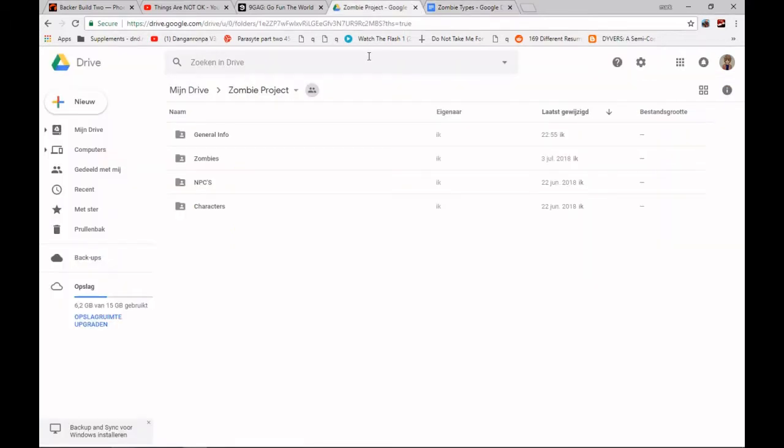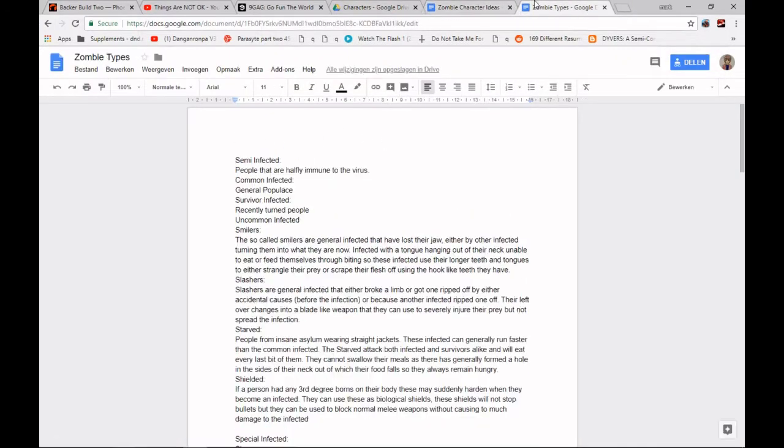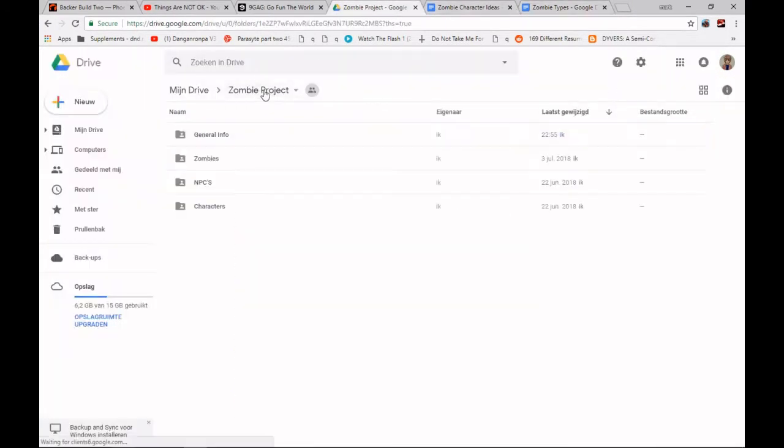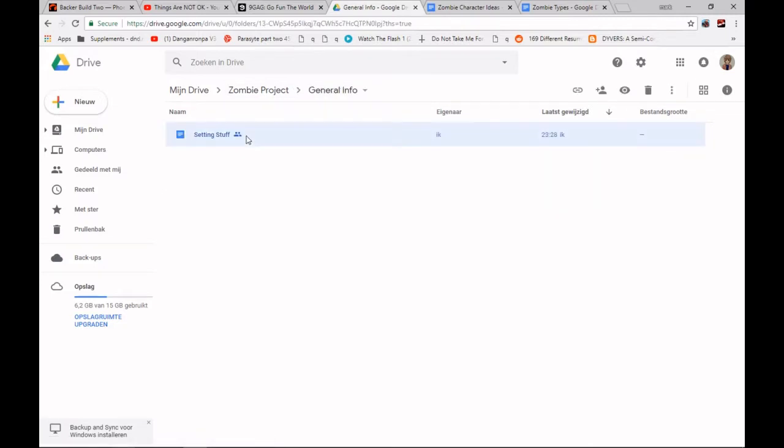Now, like you can see here, I have the general thing set up in my drive. I kind of wanted to show you guys how far I came with what I have and what I don't have. Now, these two are the primary ones that I've worked out so far. General info I will also open up.